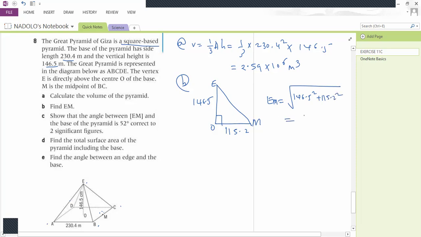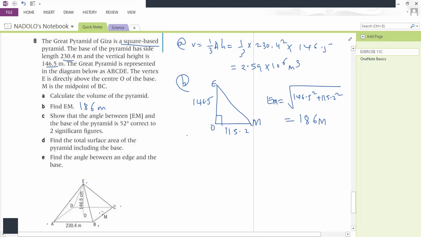So if you use your calculator, I believe you are able to get an answer like 186.3686. So to the significant figure, that is just 186 meters. Then show that the angle between EM and the base of the pyramid is 52 degrees correct to two significant figures.